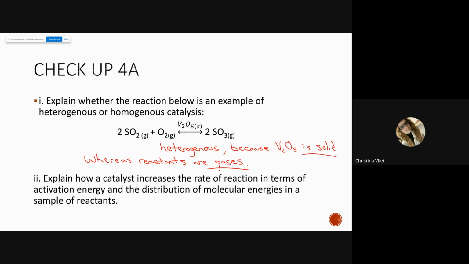And then the second question here, and I think we're almost done, right? This is the last slide? Yes. Explain how a catalyst increases the rate of the reaction in terms of activation energy and the distribution of molecular energies. So how does it increase the rate of the reaction? What do we got to say? It requires less energy for the reaction to occur.